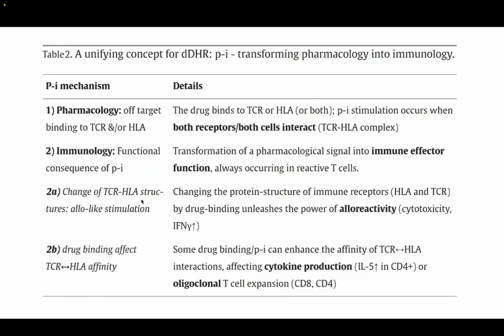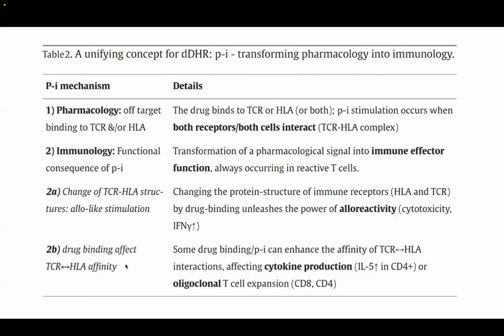A change of the T cell receptor and HLA structures happens. That's what we call allo-like stimulation. So there is a change in that complex or structure that increases the affinity and makes the patient more likely to be reactive, not tolerant. Changing the protein structure of the immune receptors, HLA or T cell receptor, by drug binding unleashes the power of alloreactivity. And then the T cells will become reactive, with cytotoxicity and interferon gamma release.